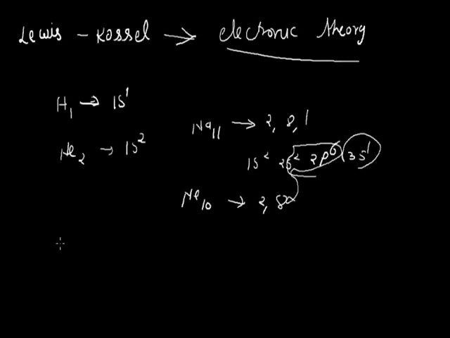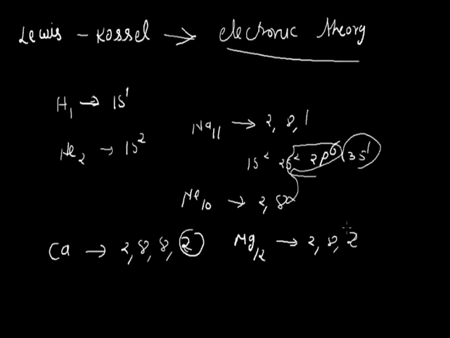According to Lewis-Kossel, each element tries to complete its octet. Now we will see some other examples. For example, calcium, it is 2, 8, 8, 2. For a complete octet, it loses these 2 electrons. Magnesium, 12, that is 2, 8, 2, which again loses 2 electrons. And next is potassium, that is 2, 8, 8, 1, which again loses this 1 electron. So the Lewis-Kossel approach works on the valence electrons and completing the octet.